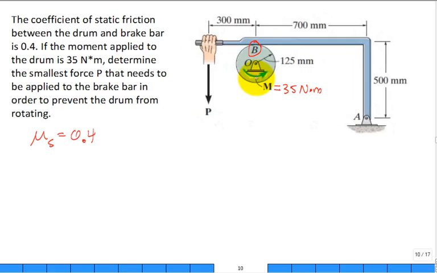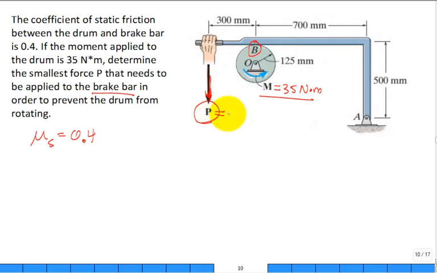And the direction is shown, okay? Using our right-hand rule, if this was the X and the Y and the Z coming out, would that be a positive sense in the Z or a negative? Positive. That's good. Okay, so determine the smallest force P. Where is P? That's what this hand loads on this bar, a downward force P, that needs to be applied to the brake bar in order to prevent the drum from rotating. So just envision this as stationary, nothing's moving, but this moment makes that drum want to rotate. And by having a load P on that brake bar, you are preventing it from rotating.